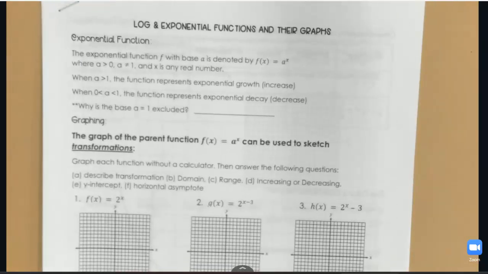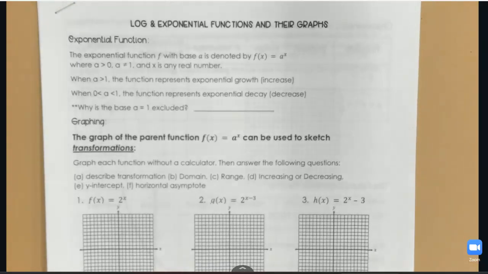It's another exciting day here in Algebra 2. Today we are going to look at logs and exponential functions, specifically their graphs. Now, we do have some experience previously this year with exponential functions, but a quick recap.